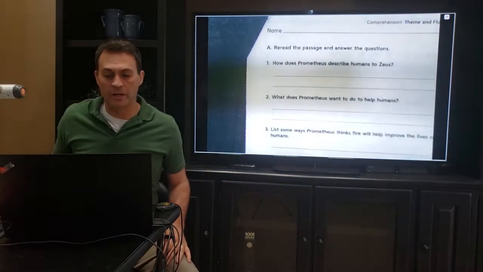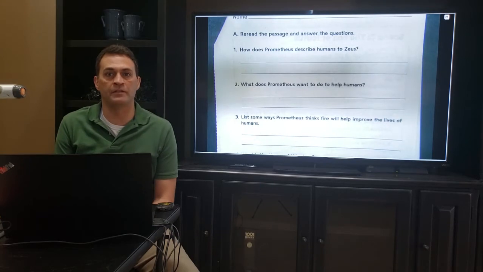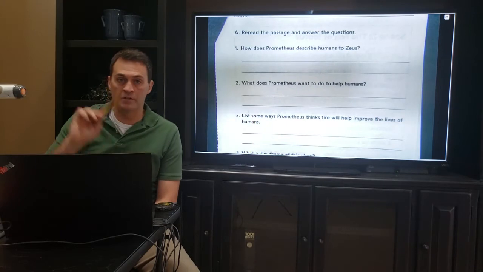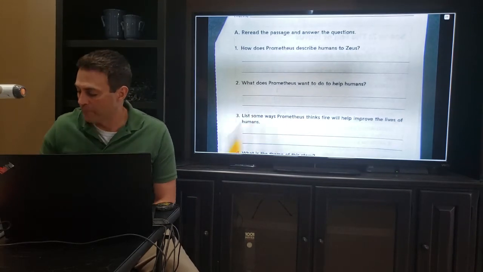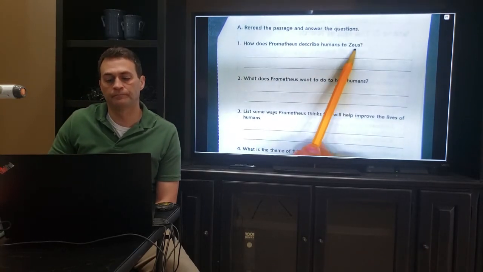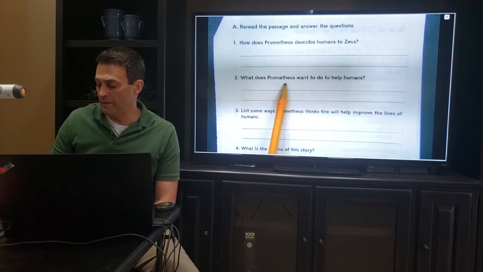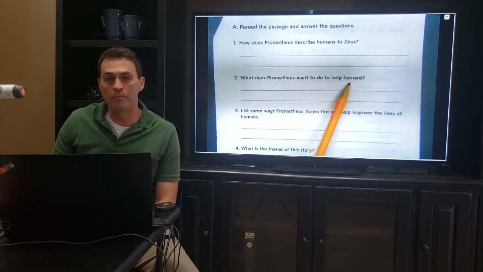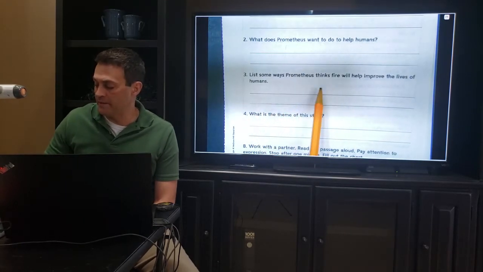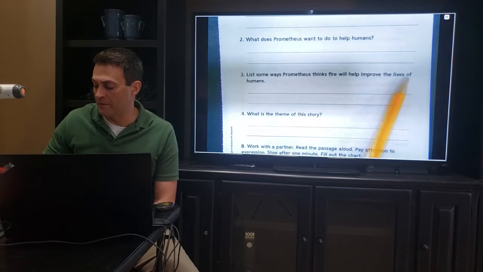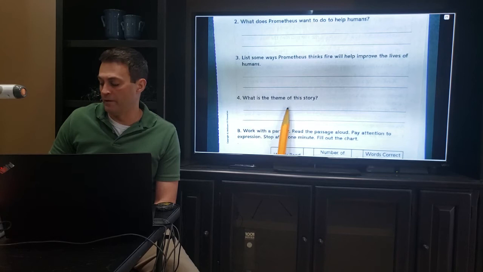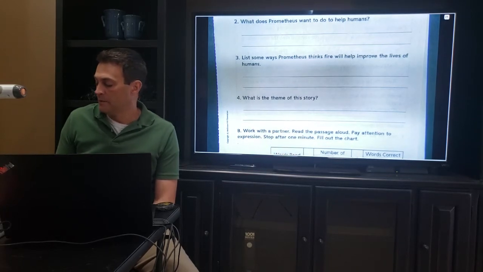All right, so for today's reading, you're gonna look for these questions as you do the reading yourself. Okay, it says reread the passage and answer the questions. Well, these are the questions that you're gonna be looking for. Number 1, how does Prometheus describe humans to Zeus? Number 2, what does Prometheus want to do to help humans? And number 3, list some ways Prometheus thinks fire will help improve the lives of humans. And then number 4, what is the theme of this story?